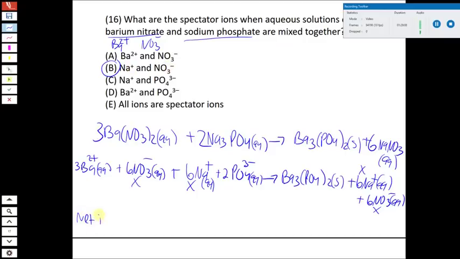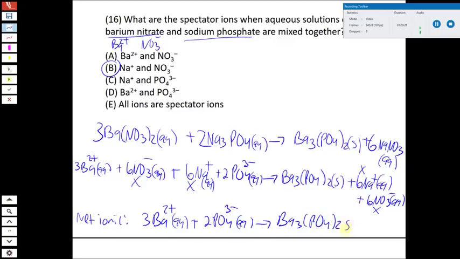The net ionic equation, which we don't ask you for here, but if you wanted to write it, would be 3 Ba2+, basically whatever's left over after we get rid of spectators. 3 Ba2+, 2 PO4 3-, forming barium phosphate. So we could also have skipped to the net ionic equation. The net ionic equation is basically the combination of the ions that form the insoluble product, we write that out first, and the ions that are not involved in forming the insoluble product, sodium and nitrate, would be your spectators.